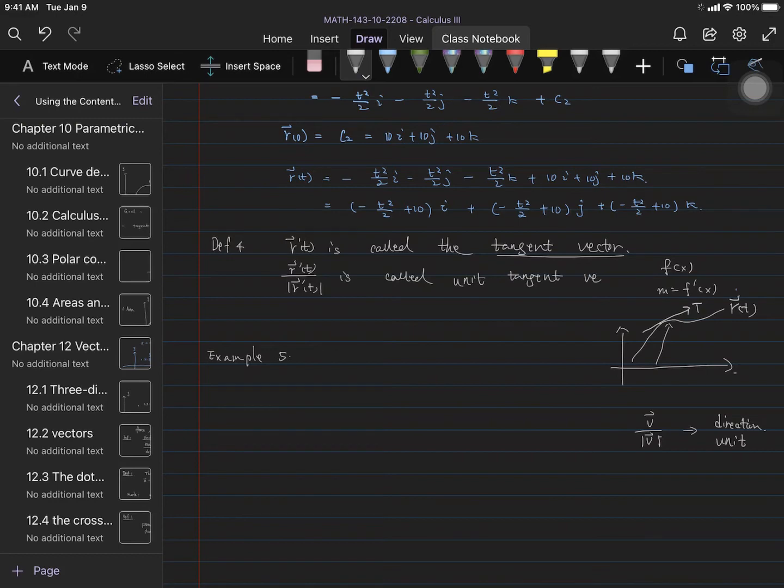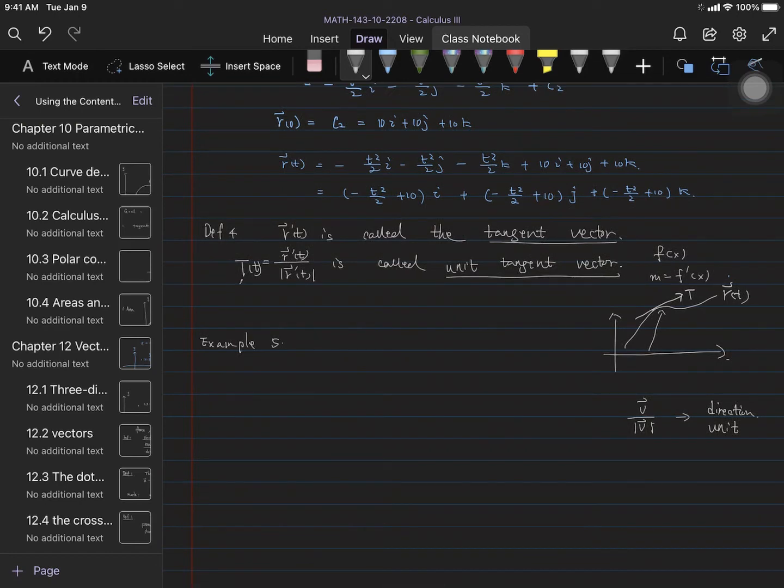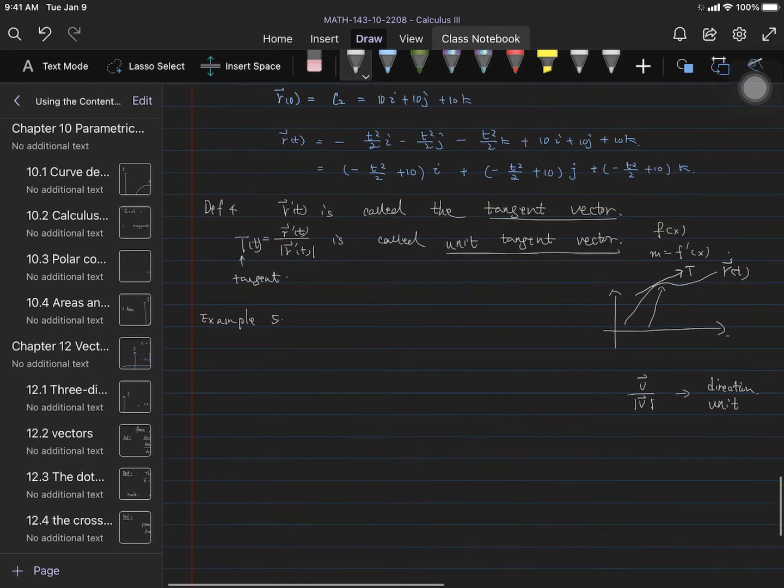So what is the tangent vector? It's the derivative. And if we divide by its length, we get the unit vector, called the unit tangent vector. For the unit tangent vector, usually we define this as capital T, and T means tangent. Tangent vector, unit tangent vector. Now let's take a look at the example.